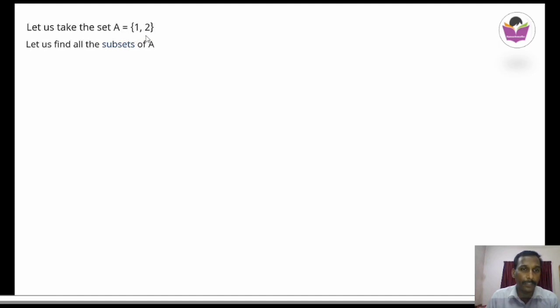In the previous slide we discussed some properties of subsets, that is every set, that particular set itself, is a subset. Means you can write the set of 1, 2 as one subset, and one more subset in general we can write, that is phi, the null set. So two subsets we already know. Let's write it. First of all, phi. Then this two-element set we can write last.